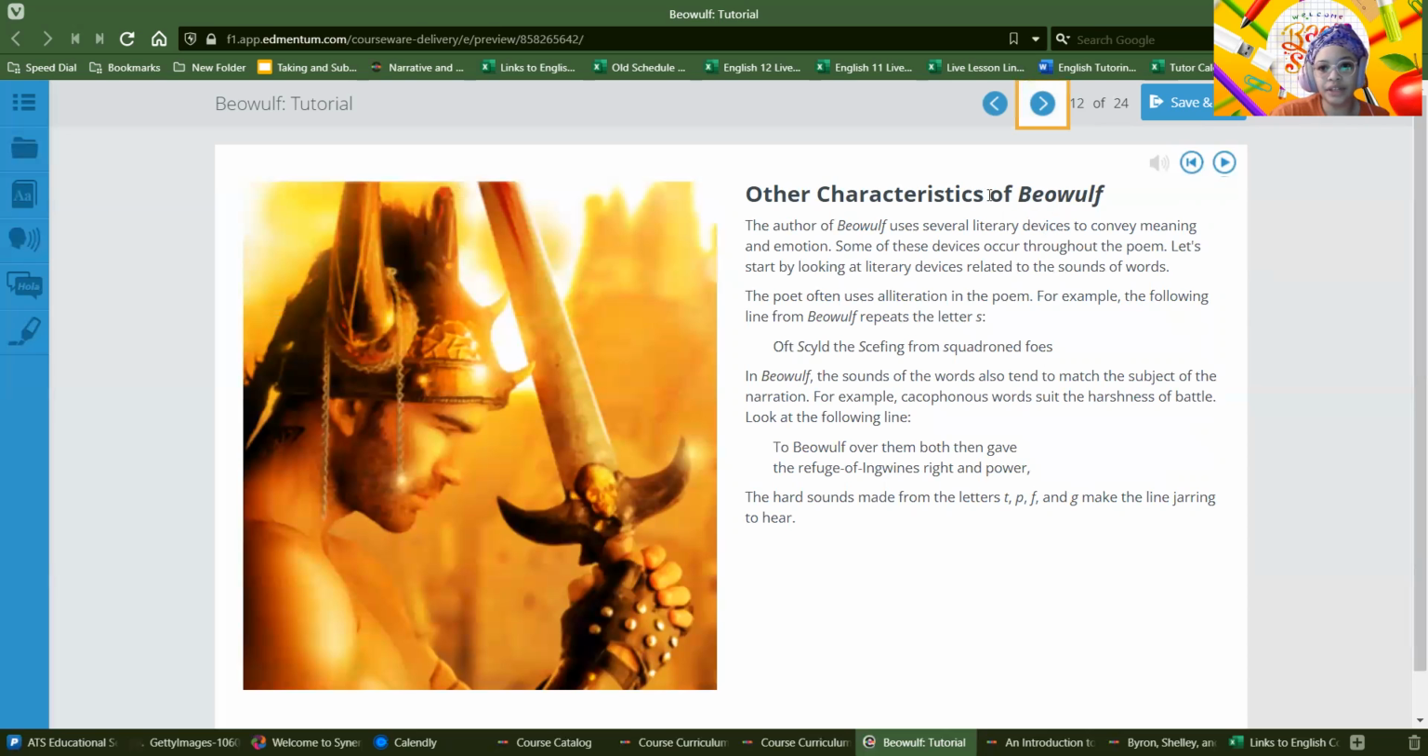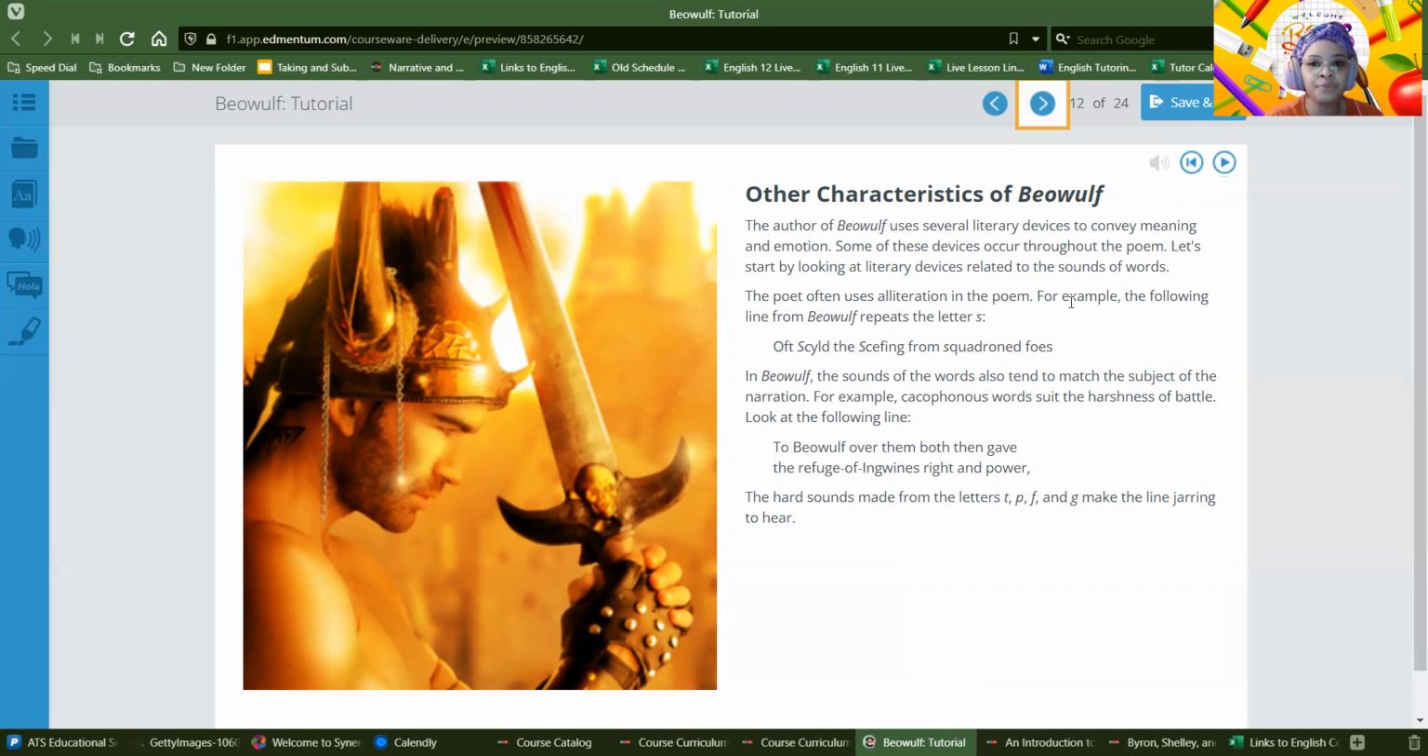Okay, so they talk about other characteristics here. Basically, they talk about different types of literary devices. So if you recall, literary devices are special techniques that people use in writing. So they talk about alliteration. Alliteration is when you repeat consonant letters in the beginning of words in a line. So here, "off skilled the skeefing from squandered foes." So there's an S sound that's repeating.